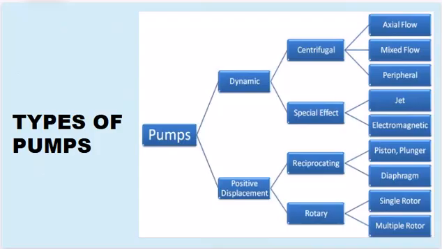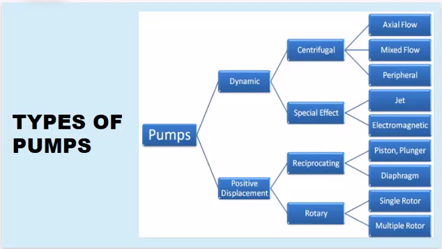Let's talk about the different types of pumps and how they work in various applications. First, we have dynamic pumps. These pumps add energy to the fluid to make it move faster, then convert that speed into pressure. They're great for situations where high flow rates are needed. Centrifugal pumps are a classic example. They use a spinning impeller to increase fluid velocity.